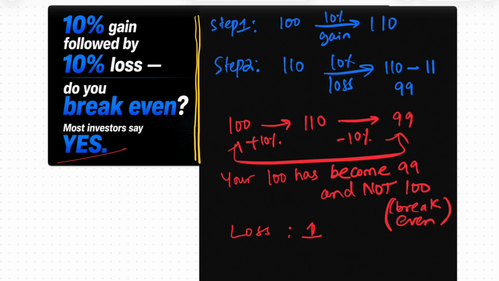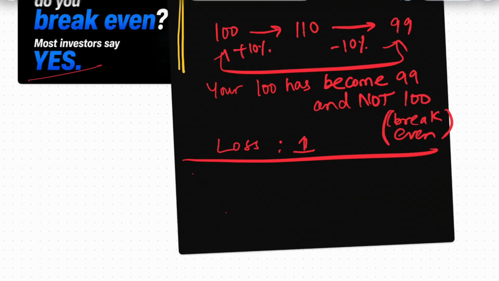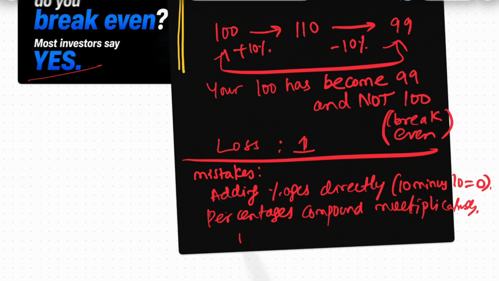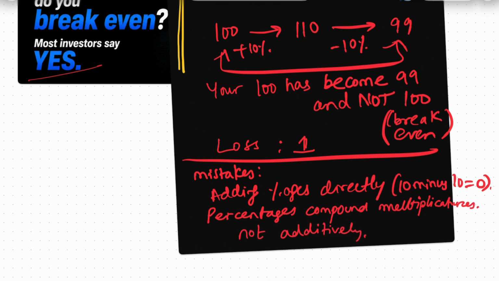So what are some of the common mistakes one should avoid? Mistakes to avoid, one is adding percentages directly. 10 minus 10 is 0, but percentages compound multiplicatively and not additively. So that's the biggest mistake.